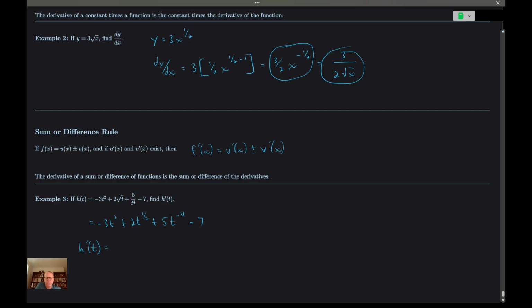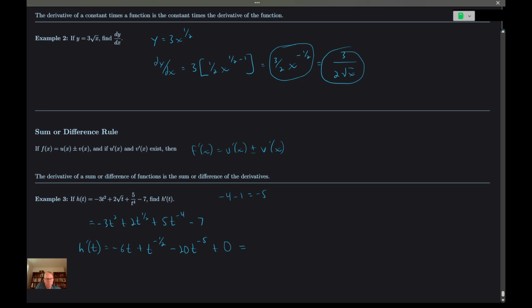So negative 3 times 2 gives us negative 6t, subtract 1 from the exponent, so that's just t to the 1st. Plus, we're going to multiply 2 times 1/2, that gives us a 1. t, subtract 1 from the exponent, so 1/2 minus 1 is going to be negative 1/2. 5 times negative 4 will give us a minus 20. t, now subtract 1. Negative 4 minus 1 is going to be negative 5. And then the derivative of a constant function is just 0. So of course you don't have to write 0, but I will just so that we don't lose it.